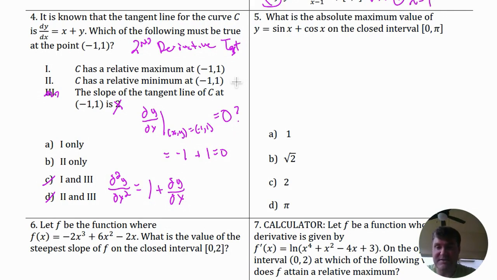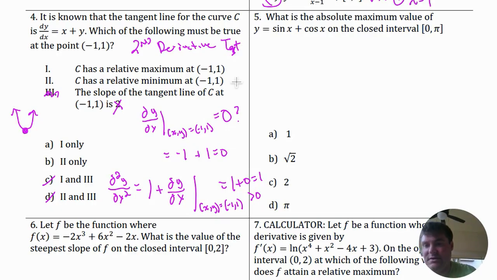And so if I evaluate this at -1, 1, that's the notation for evaluation, by the way, we know that dy/dx at -1, 1 is 0. So it's going to be 1 plus 0. So this is 1, which is positive. So that means that this thing is concave up. Here's concave up.